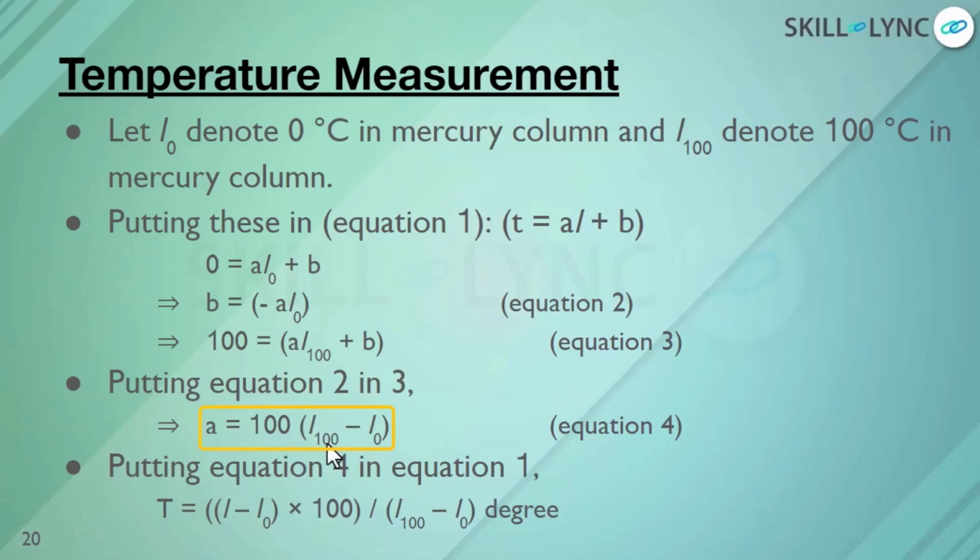How did this come about? We have just put equation 2 in equation 3. Equation 2 represented the value of B, that was minus A L0. When we place that value of B in this equation, we get 100 = A L100 minus A L0. Taking A as common and shifting it to the left-hand side, we get A = 100 divided by (L100 minus L0). Let's denote this as equation 4 and put it in equation 1. Thus, we get T = (L minus L0) into 100 divided by (L100 minus L0) degrees.